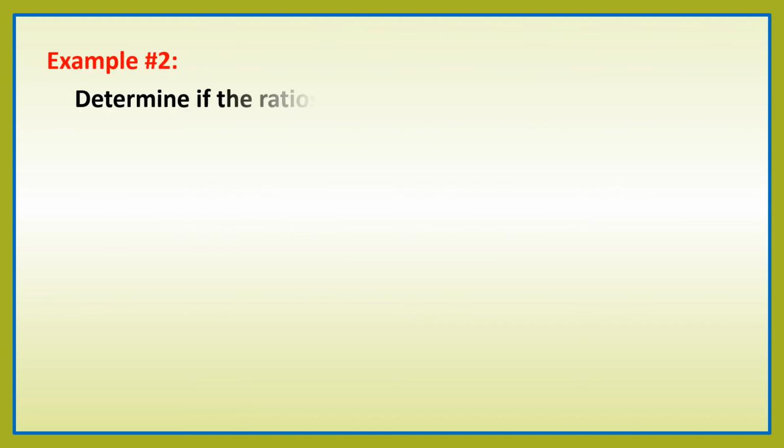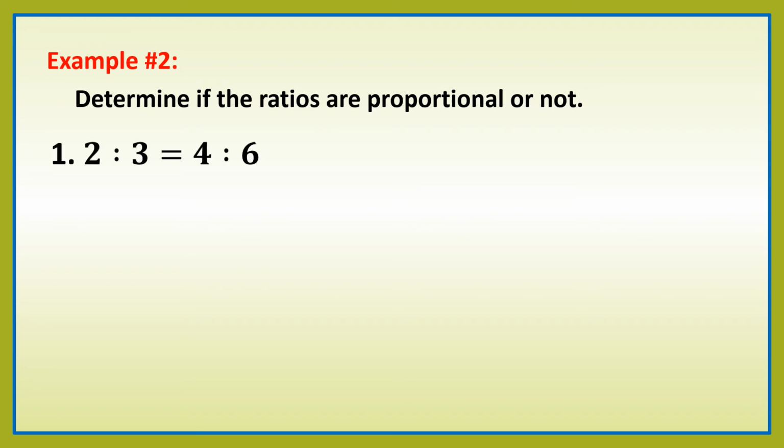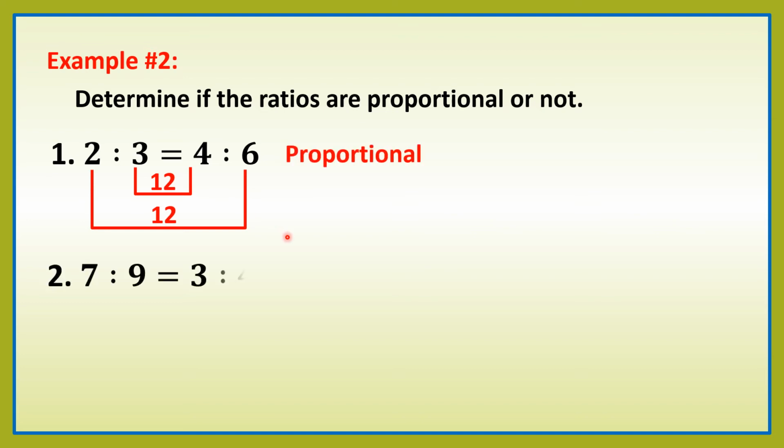Example number 2. Determine if the ratios are proportional or not. Number 1, 2:3 equals 4:6. So, kailangan lang natin kuhanin ang product ng means at saka product ng extremes. So, 2 times 6, that is 12. 3 times 4, also 12. Therefore, this equation is proportional.